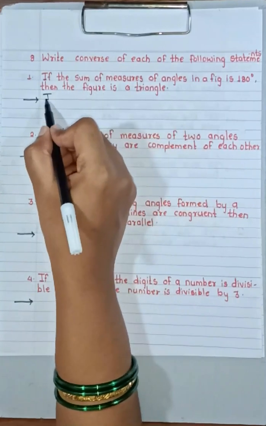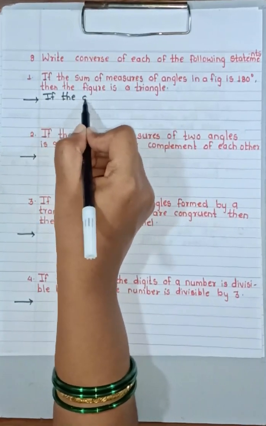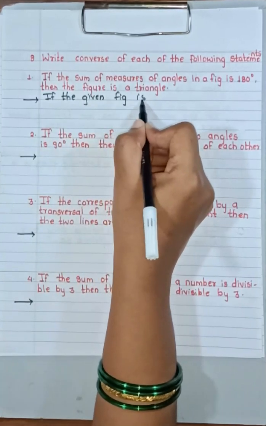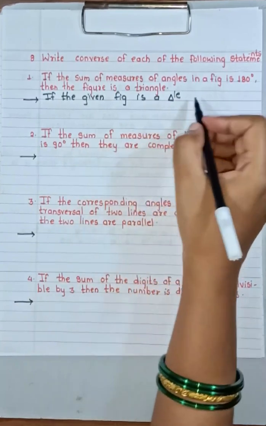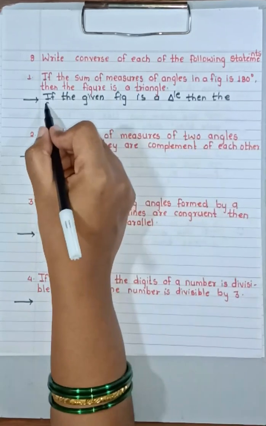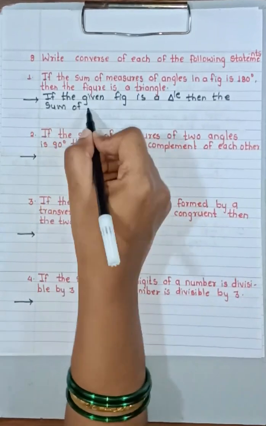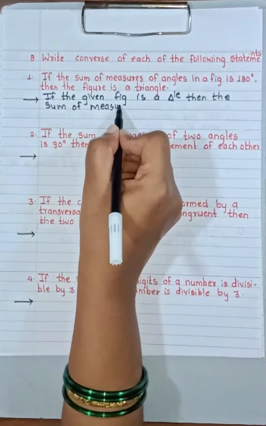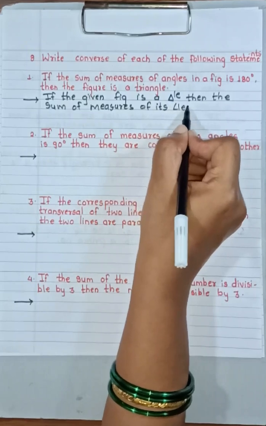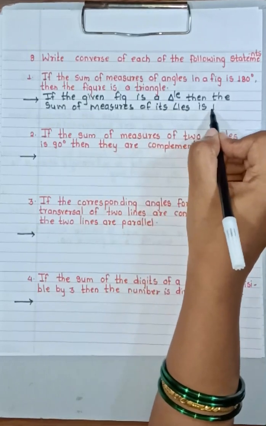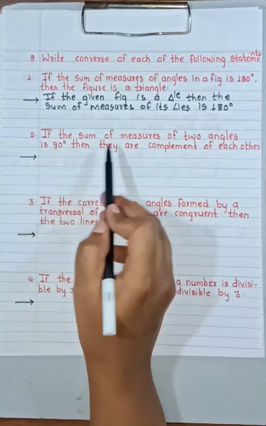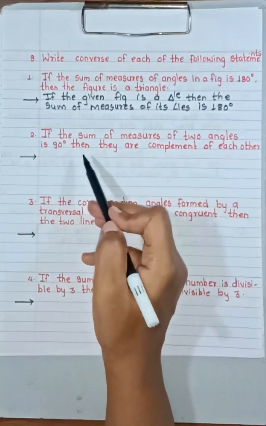If the given figure is a triangle, then the sum of measures of its angles is 180 degree. Okay, second one, if the sum of the measures of two angles is 90 degree, then they are complement of each other.